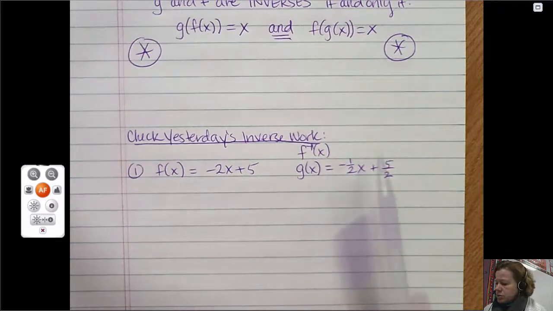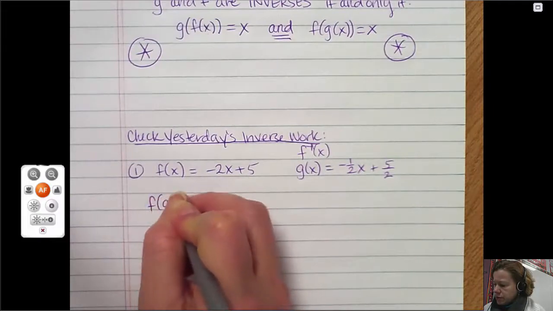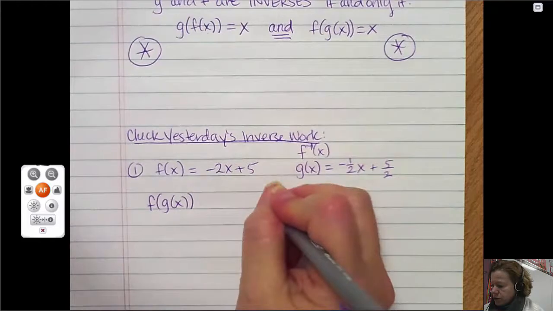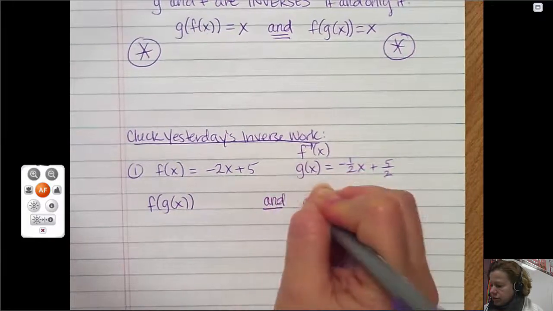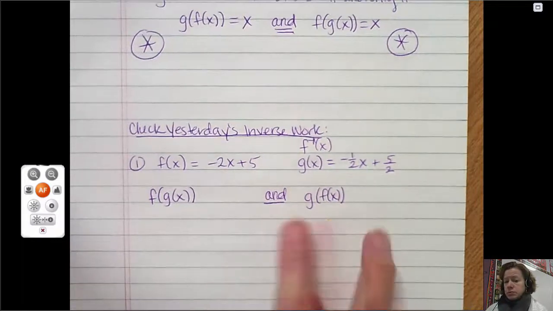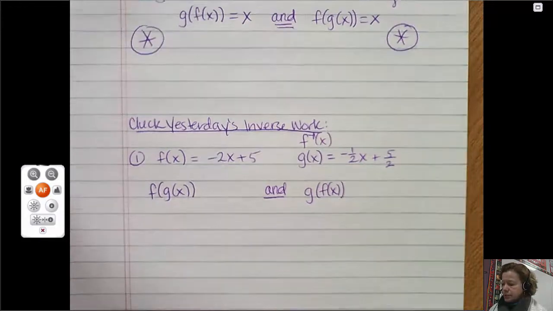So what we're going to do to check our inverses is compose f of g of x, and we better get x back out, and we have to compose g of f of x and get x back out. If we do, both times, we have an inverse. If not, we made a mistake yesterday and should go back and fix it.